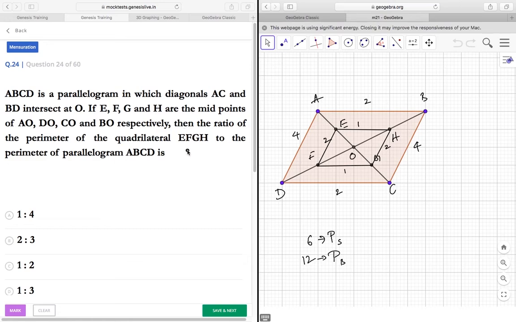Initially they have given EFGH, so the ratio is 1:2, not 2:1. So there is no option 2:1. So you are safe with respect to that, option C. Easy? This is a very easy question actually.